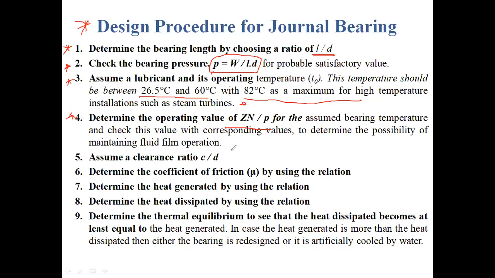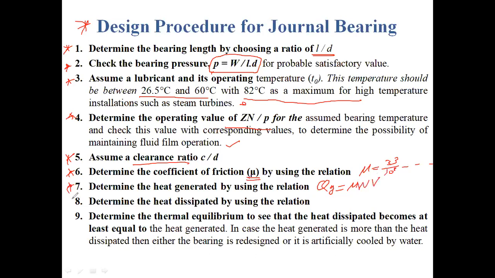To determine the possibility of maintaining fluid film operation, we have to assume some C by D ratio, that is our clearance ratio. Then next, we have to determine the coefficient of friction using the relation we already got: mu is equal to 33 upon 10 raised to power something. Then next we have to find the heat generated, that is Qg, which is mu W into V. Mu W into V is the equation.